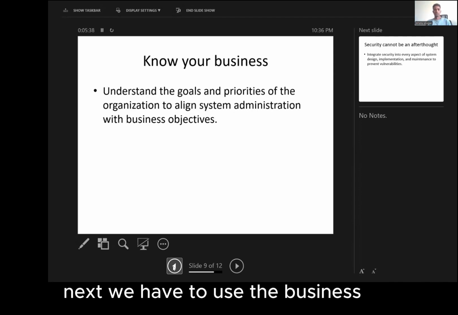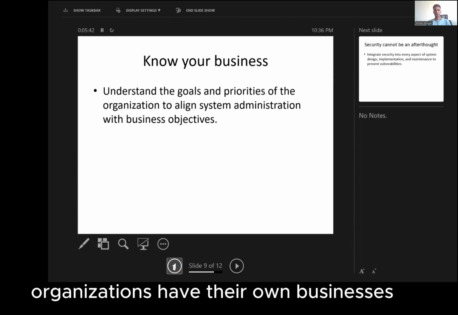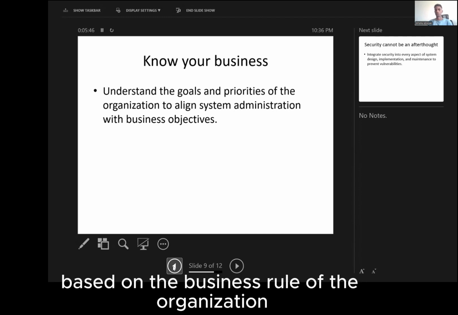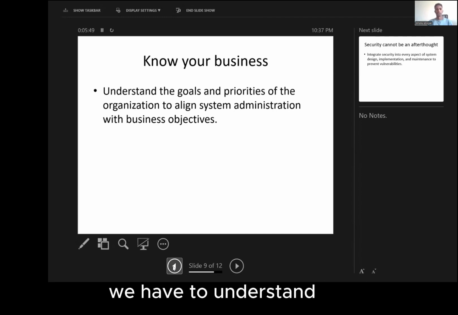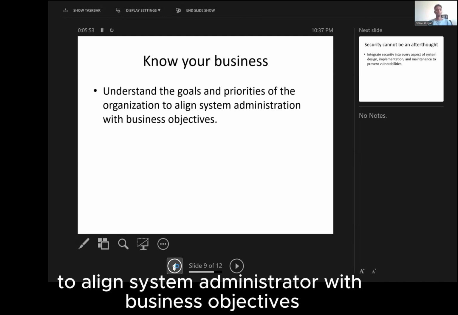Next, we have to know the business. Organizations have their own businesses. So the system administrators should design the system based on the business rules of the organization. We have to understand the goals and priorities of the organization to align system administration with business objectives.